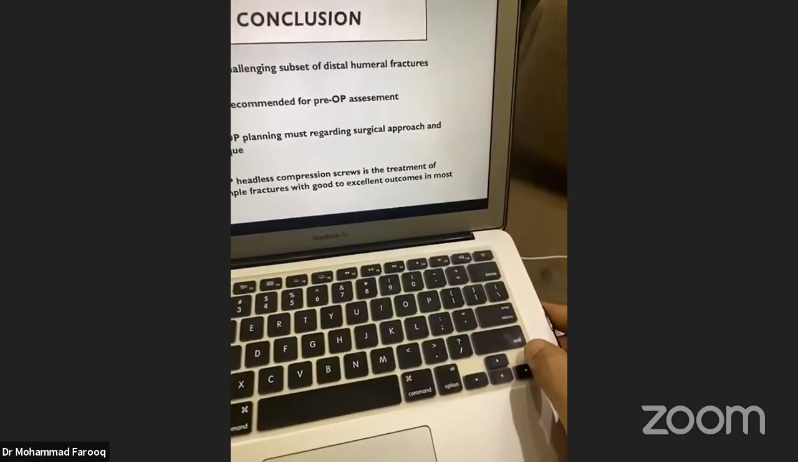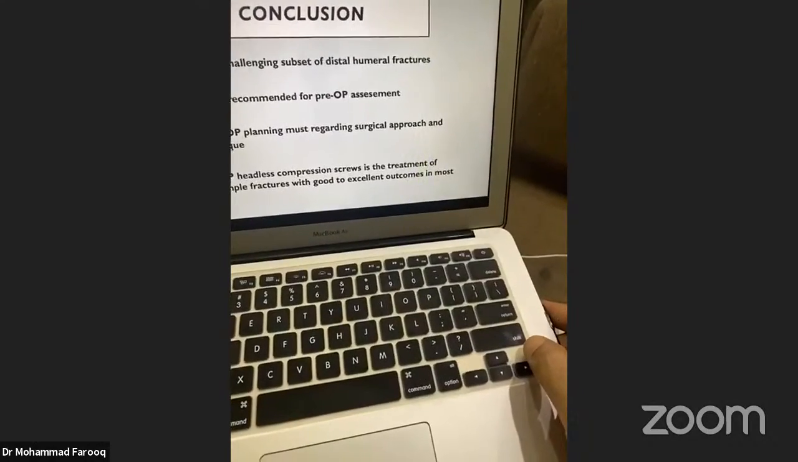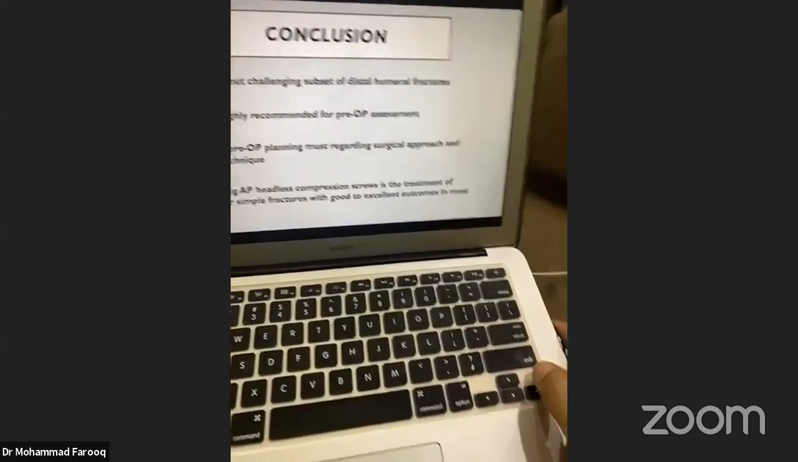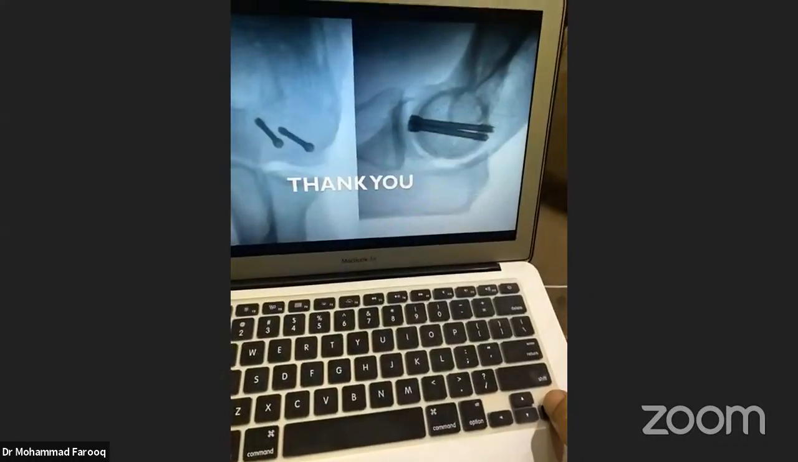Open reduction with AP headless compression screws is the treatment of choice for simpler fractures, with good to excellent outcome in most cases. Thank you.